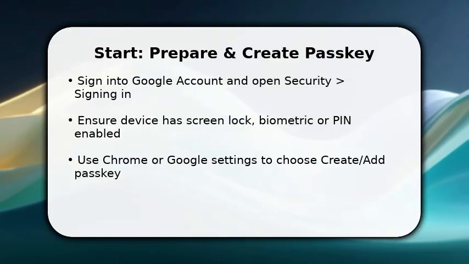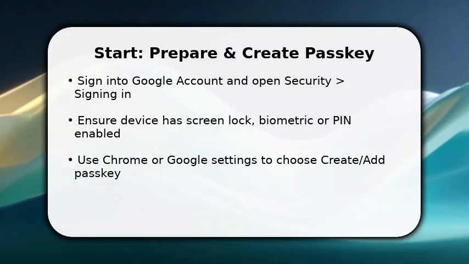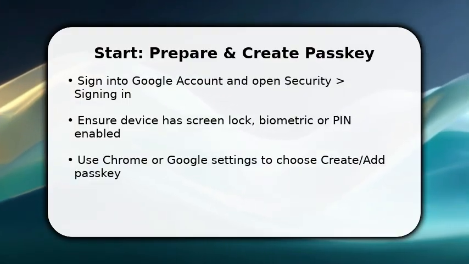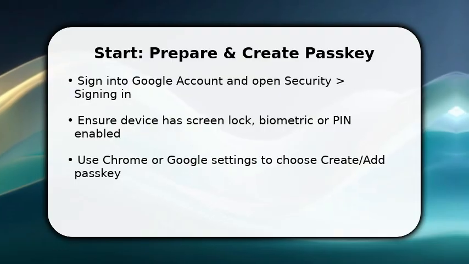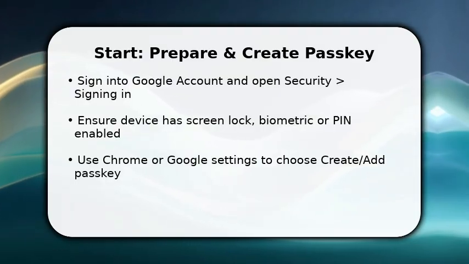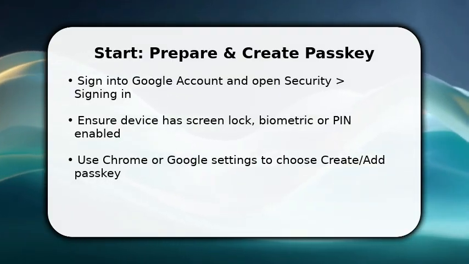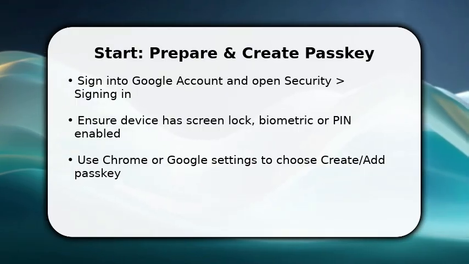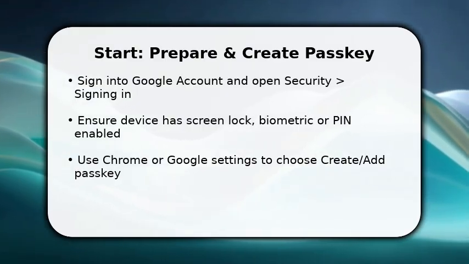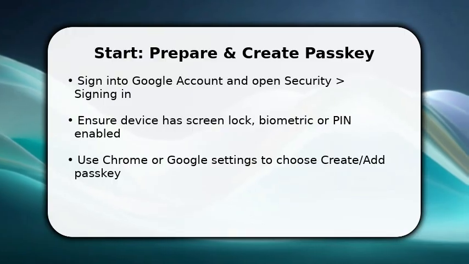You start by preparing your device and Google account so the passkey process works smoothly. Sign into your Google account, then open the Security or Password section to find passkeys. Make sure your phone or computer has an active screen lock and biometric or PIN set. This is what secures the passkey.